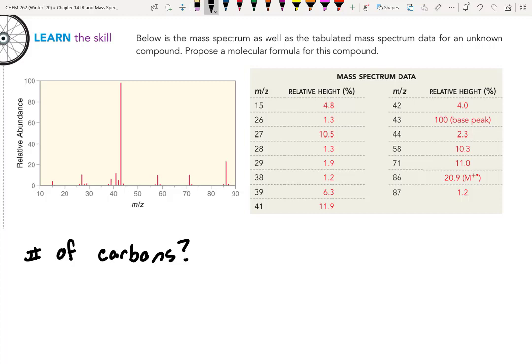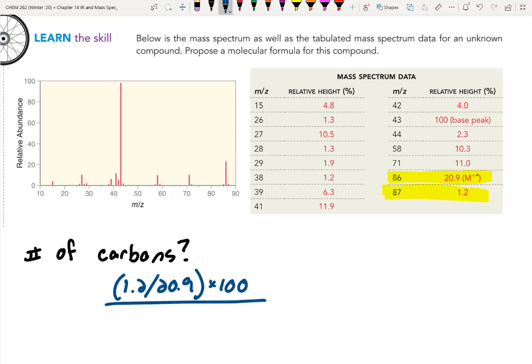So I'm seeing a few people holding up fingers. So let's check, right? We know that this, by definition, is going to be our parent ion, and this is going to be our mass plus 1 peak. So what I would do is say, all right, it's going to be 1.2 divided by 20.9 times 100 divided by 1.1. I'd say this is about 5 carbons.